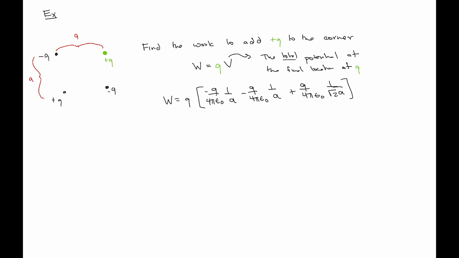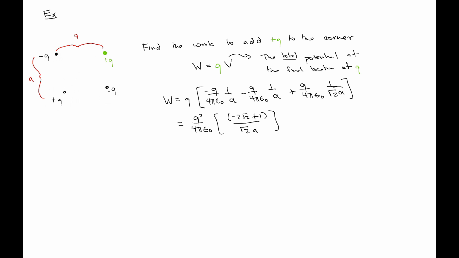Okay. All right. So I can simplify that just a little bit, and you end up getting Q squared over 4 pi epsilon naught. And I don't really feel like simplifying this too much because I'm mostly just trying to show you how to do it. Something like that is fine.